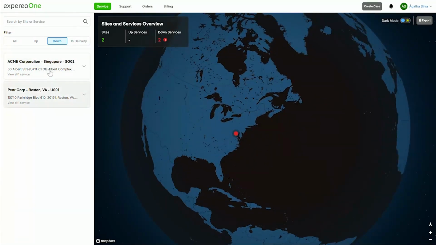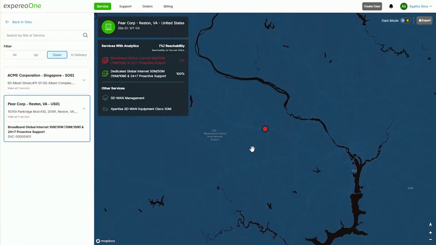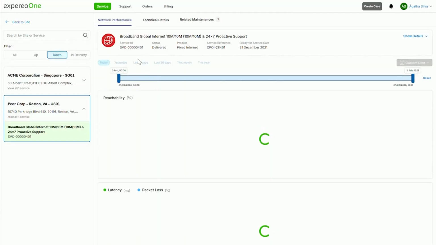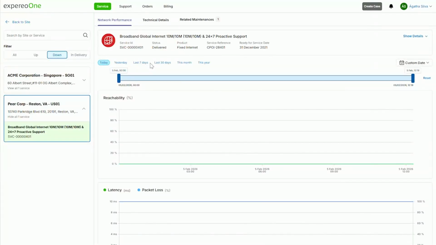We see the 2 down services on the left, but we can also click on the site actually on the map. And here we see that actually the site's available because the site is green, because it's got 2 connections. One is working, one is not working. If we look at the connection that isn't working, in this case a broadband, we can see the reachability and the latency and packet loss are not what we want to see.